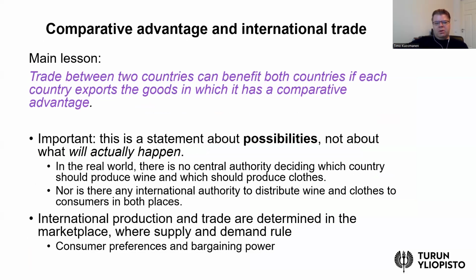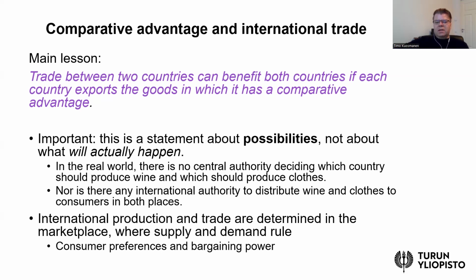So let me summarize the main lesson of the theory of comparative advantage, and for international trade particularly. Trade between two countries can benefit both countries if each country exports the goods in which it has a comparative advantage. So both countries can benefit, and countries tend to specialize in those goods where they have a comparative advantage. They don't necessarily need to have an absolute advantage in any good, but every country in principle has a comparative advantage in some good.